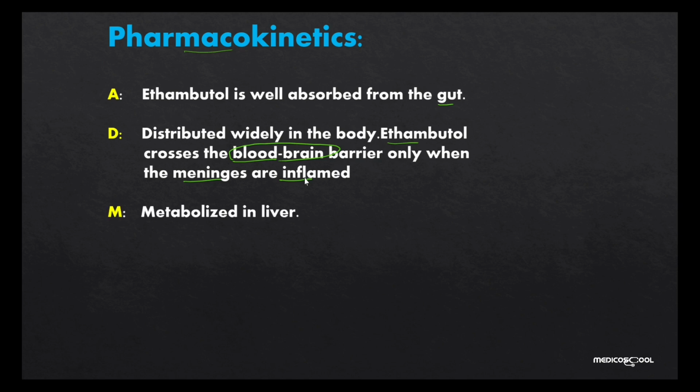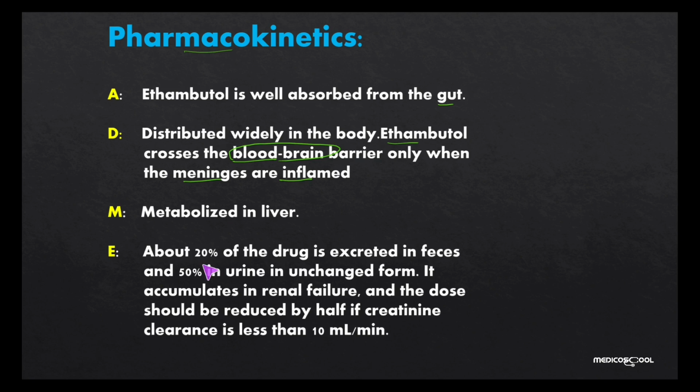It is mainly metabolized in the liver, and it is excreted mainly in the urine, about 50% in unchanged form, and about 20% is excreted in feces. In case of renal failure, ethambutol accumulates in the body, so dose adjustment must be done. You would see the creatinine clearance: if it is less than 10 milliliters per minute, the dose should be reduced by half in case of renal failure.